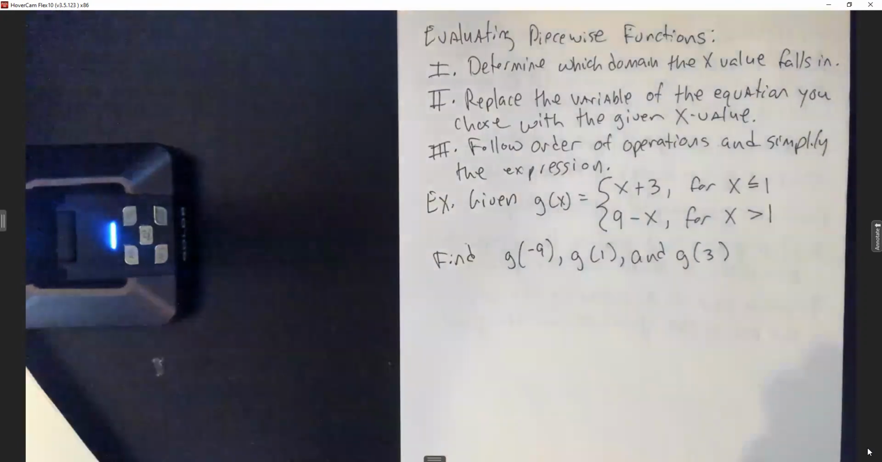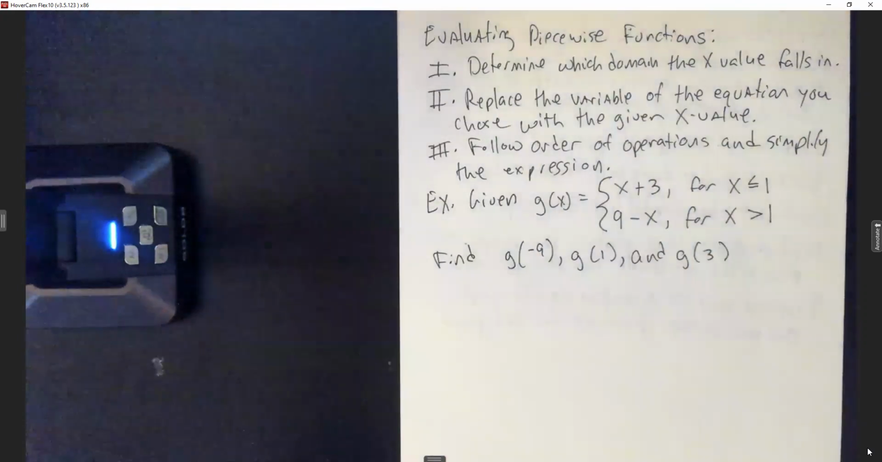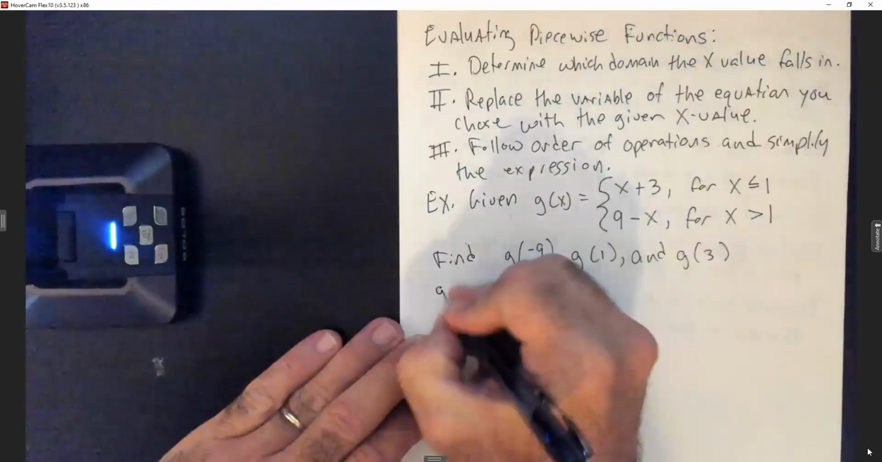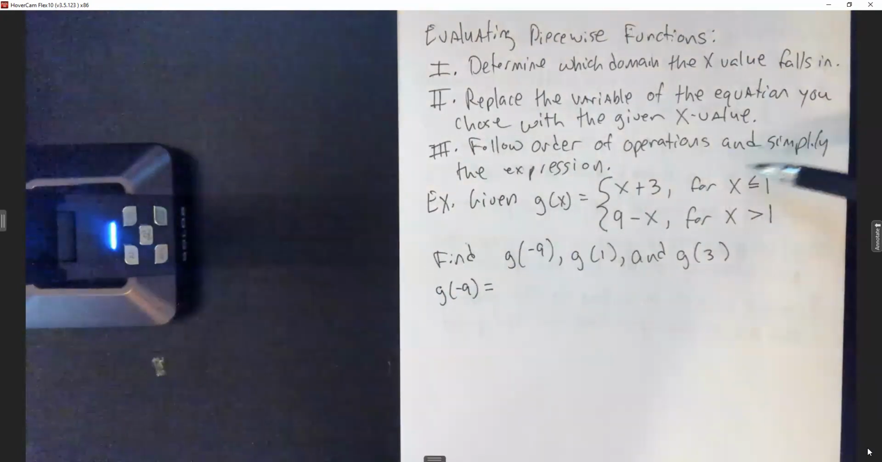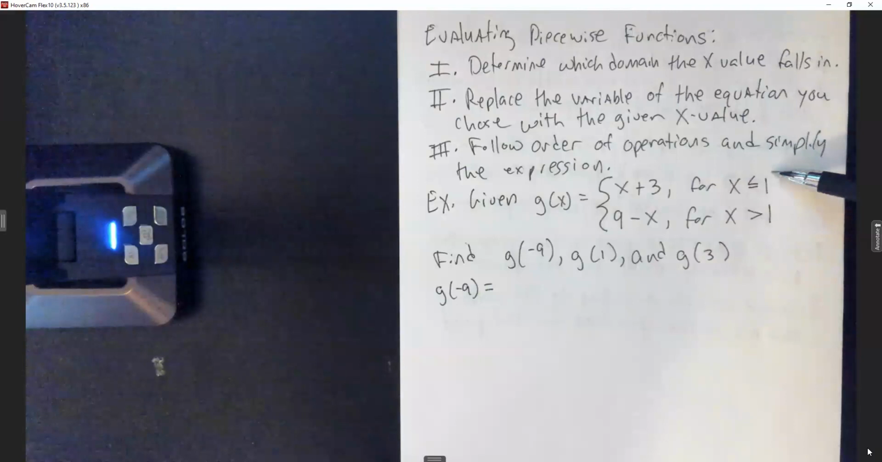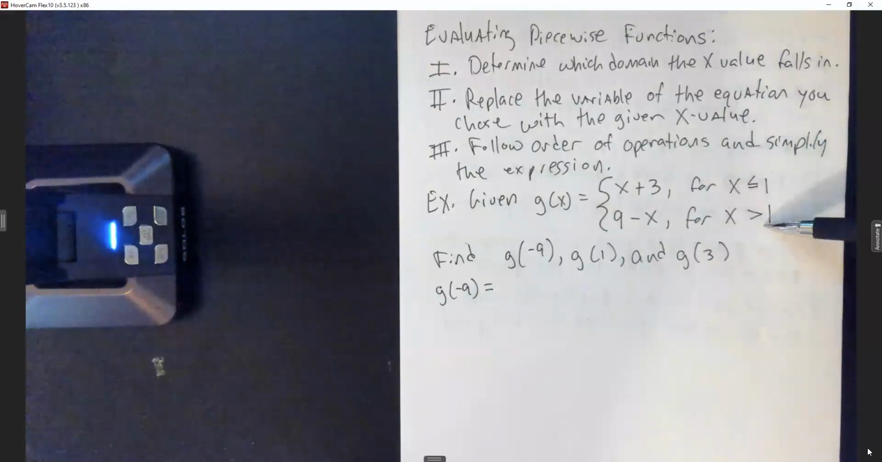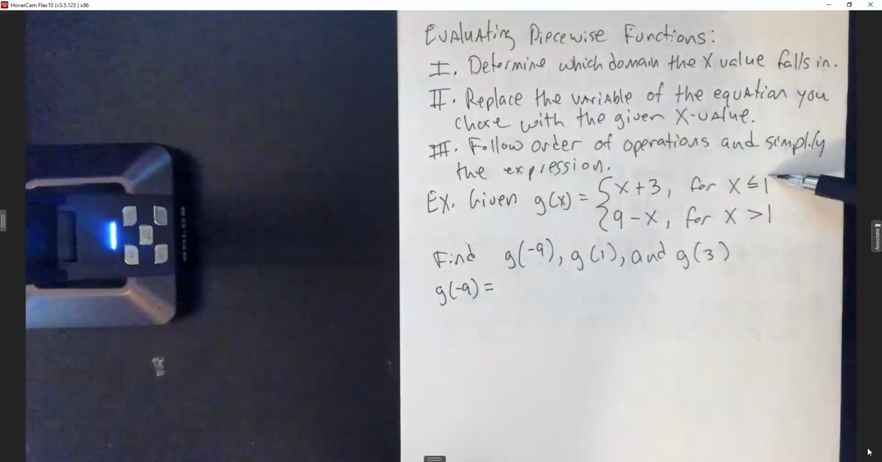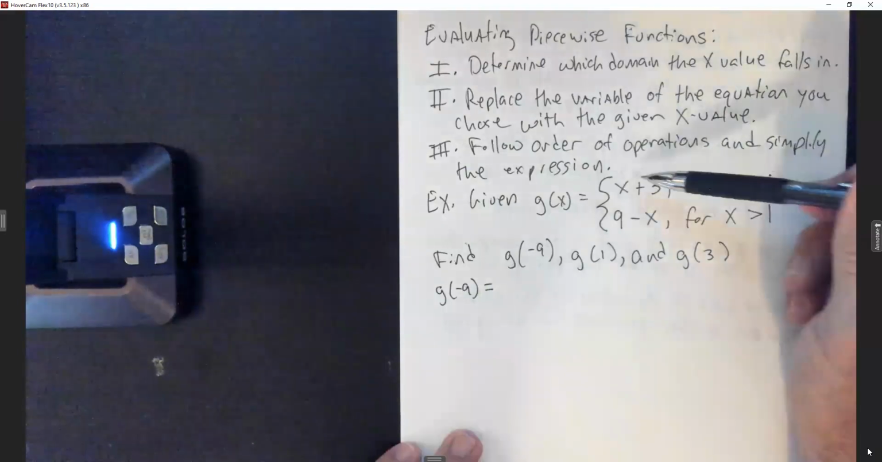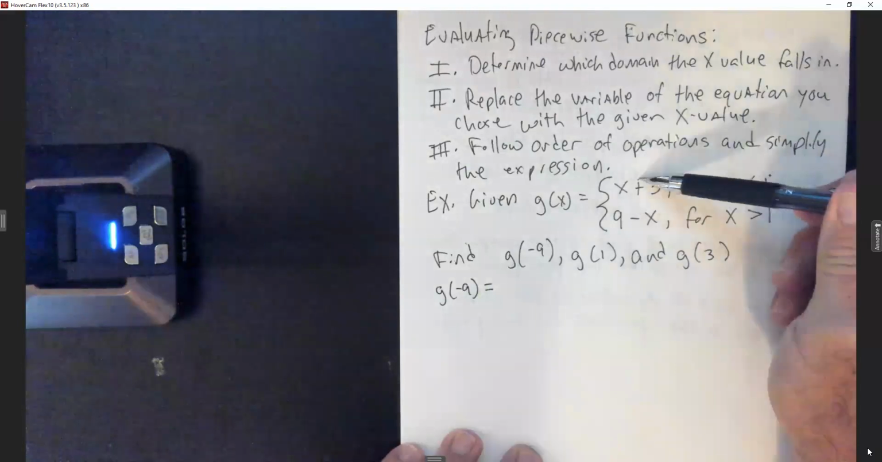So I'll start out with g of negative 9. First of all, I got to figure out which of these two domains that negative 9 falls in. That negative 9 is either going to be less than or equal to 1, or it's going to be greater than 1. So we know that negative 9 is definitely less than or equal to 1. So we would use the first equation, which is x plus 3.